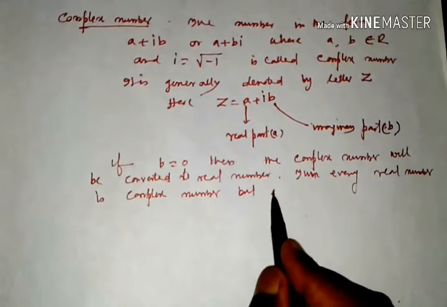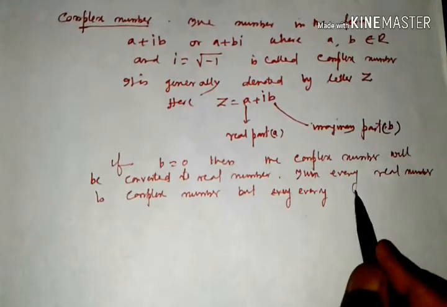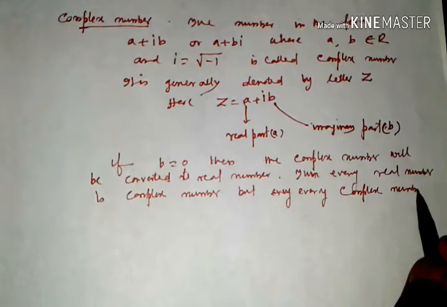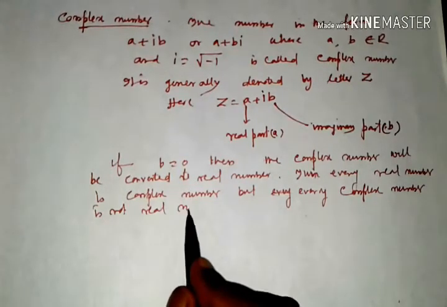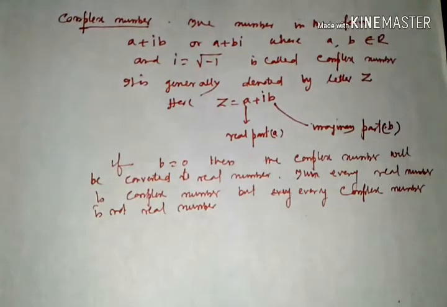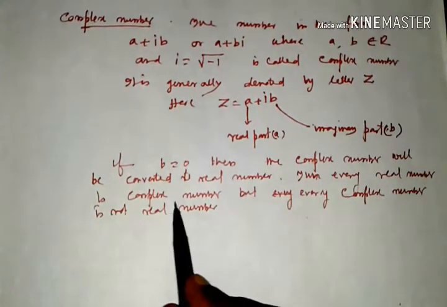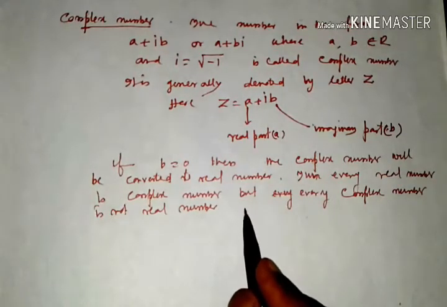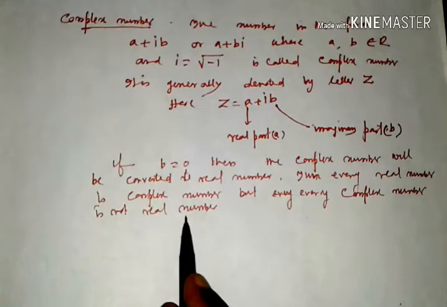But every complex number is not a real number. That is because every real number is a complex number, because every real number can be expressed in a plus ib form, but every complex number is not a real number.